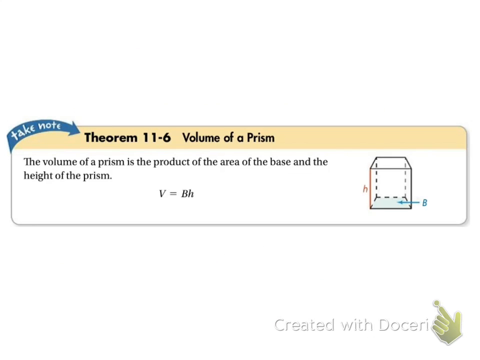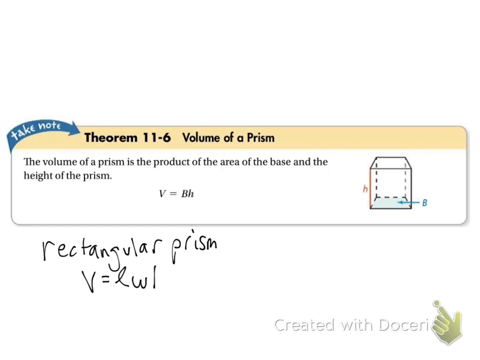Okay, in general, the volume of a prism is the area of the base, that's why it's a capital B, times the height of the prism. Okay, this works for any shaped base. If we are specifically talking about a rectangular prism, volume is length times width times height.